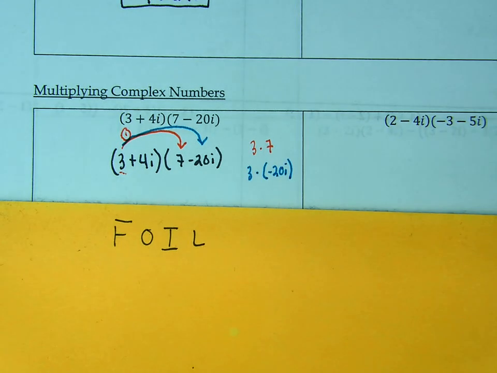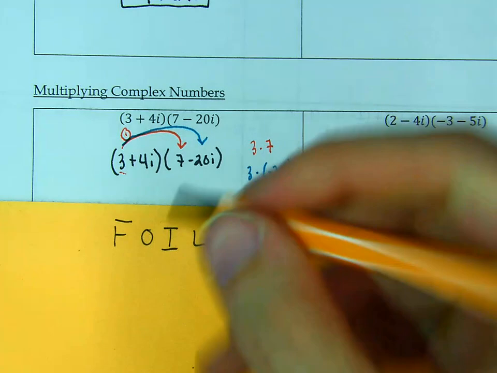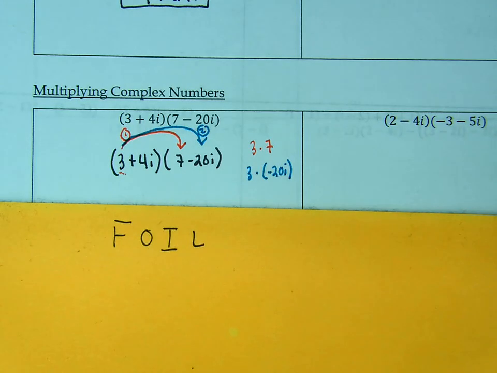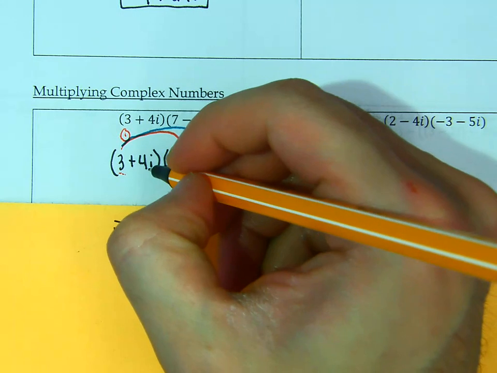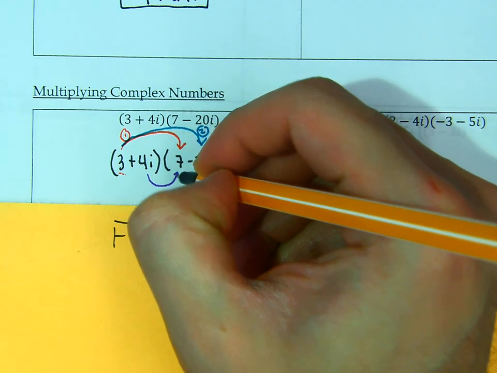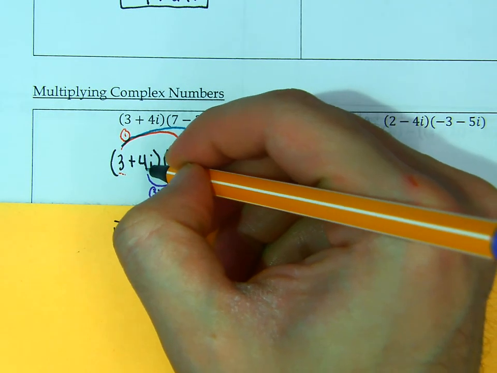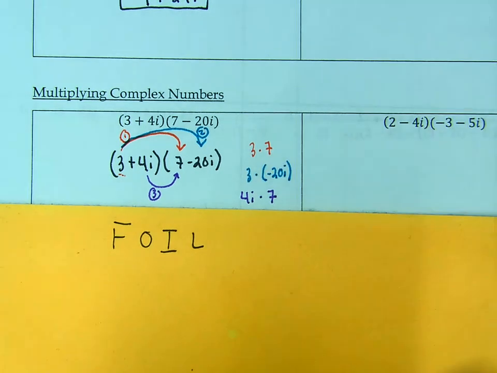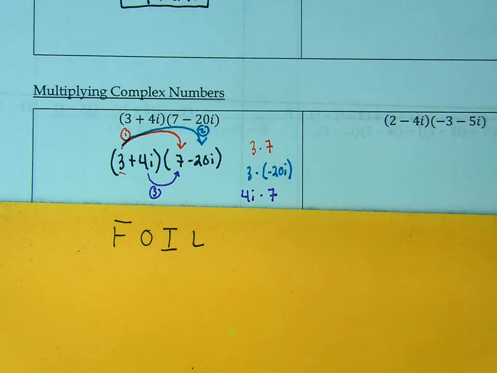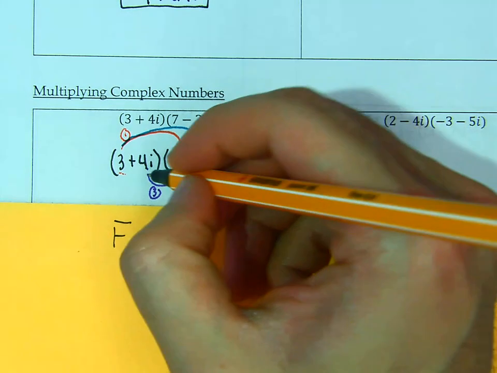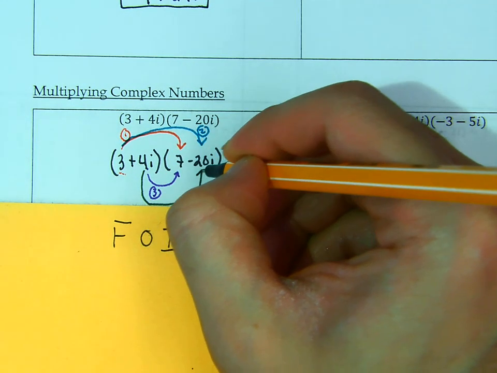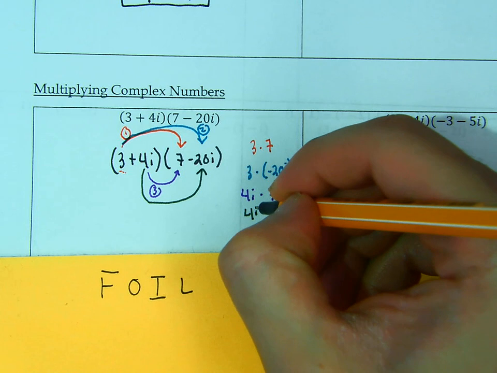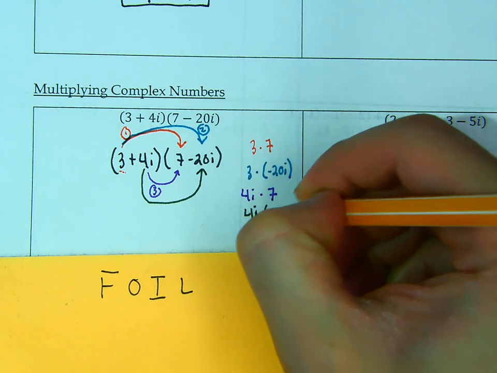What would be the third? And this would be, let's say, step 2. This is the second move. What would be the third move? It's going to be the 4i times 7. And what is the final move? It's the 4i times negative 20i.